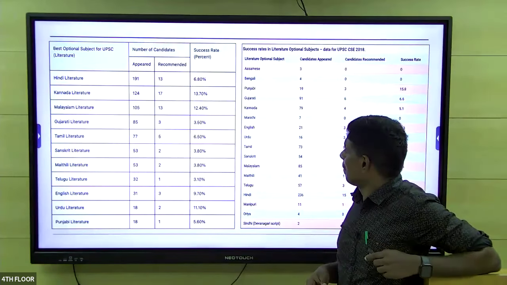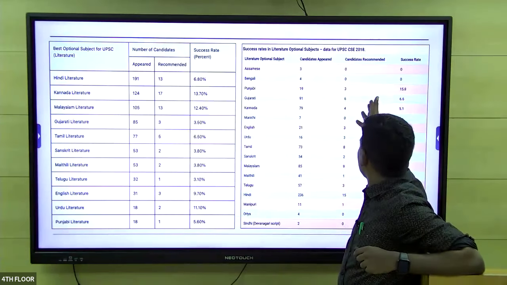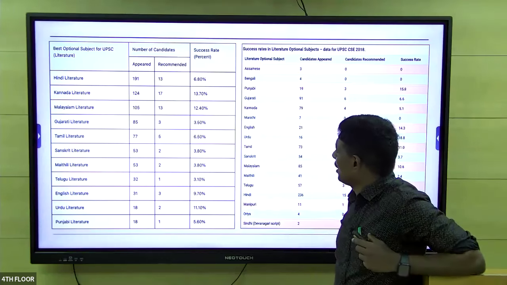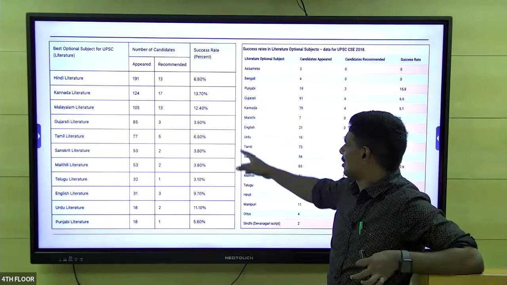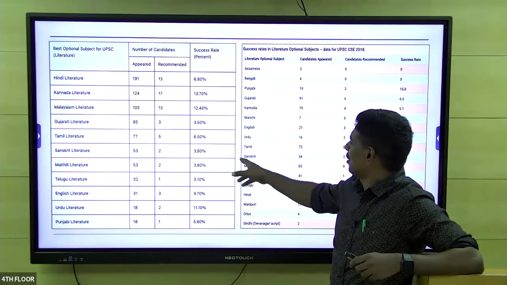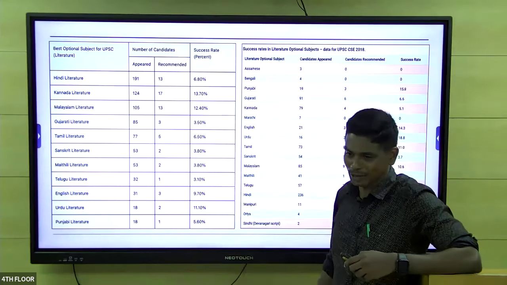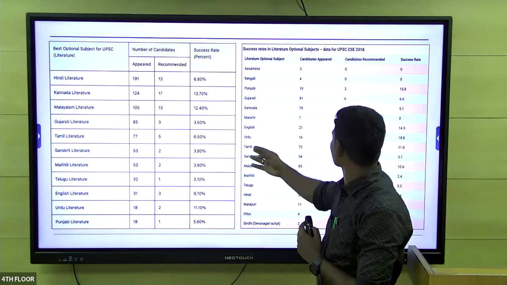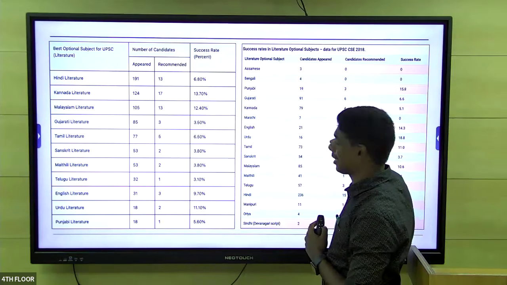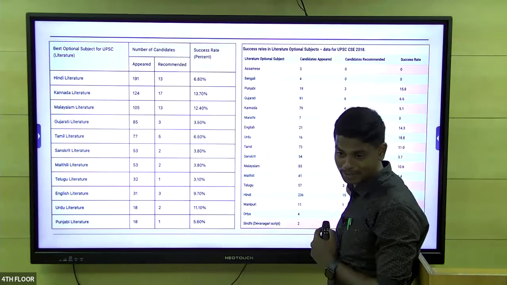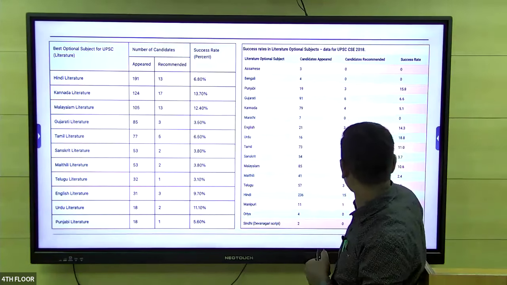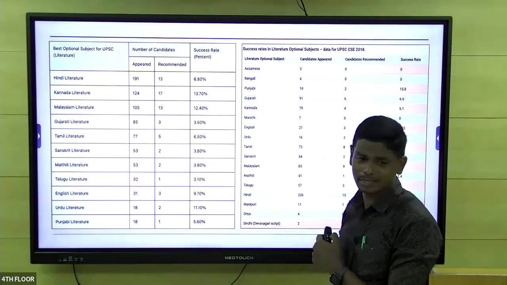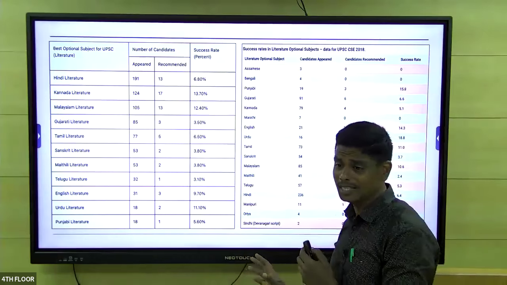So see, this is 2020 and this is 2018. This is the normal percentage. Hindi literature 6.8, Kannada literature 13, Malayalam literature 10 point, Tamil, Sanskrit, Maithili, English literature 9.70. That was in 2020. And in 2018, 21 candidates wrote, 3 candidates cleared, that is 14.3%. So this is an overall picture of the 2020 and 2018 comparison, the strike rate within the literature.